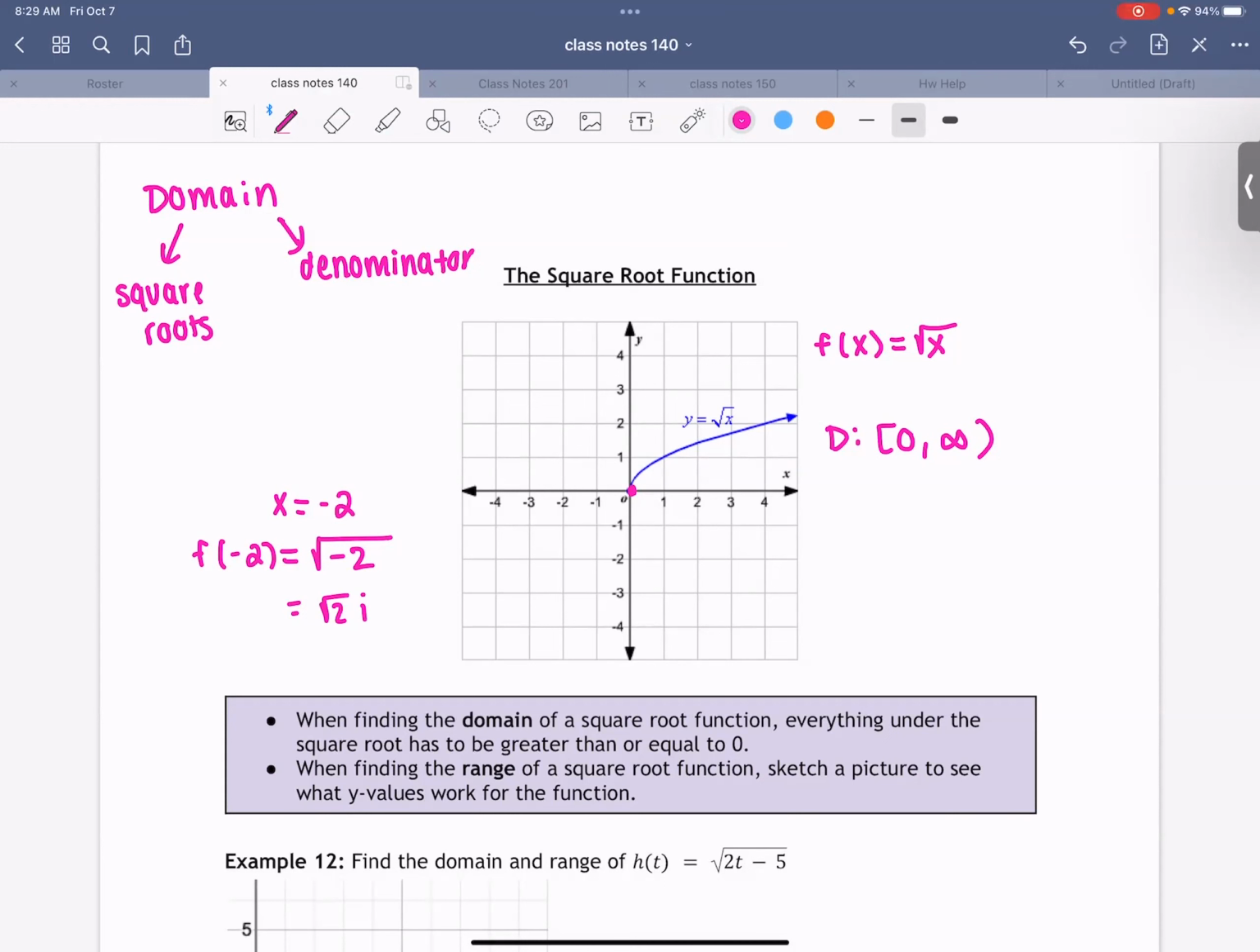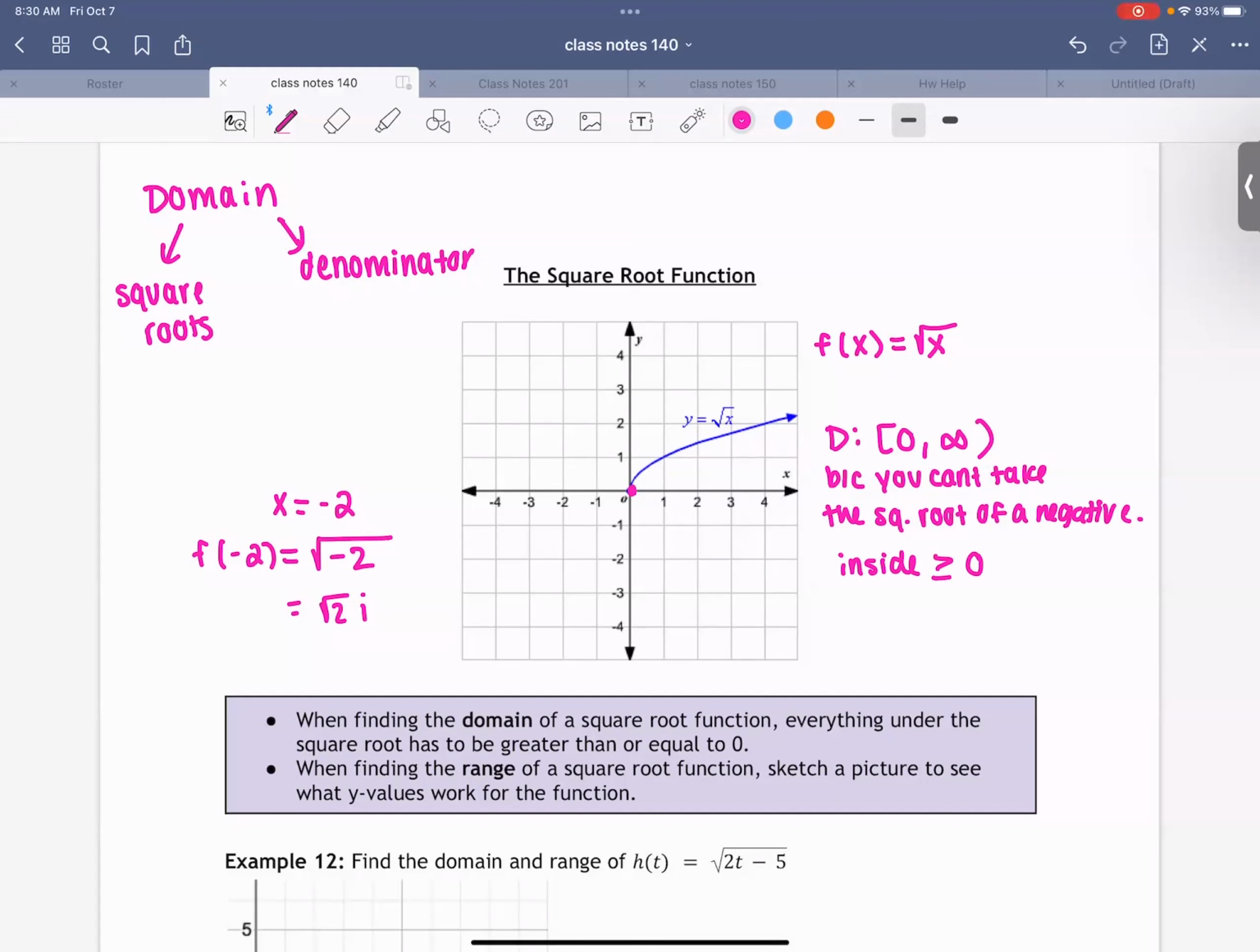The reason for this is that you can't take the square root of a negative. Another way of saying this is that the inside of the square root always has to be bigger than or equal to 0. So everything under the square root has to be bigger than or equal to 0.